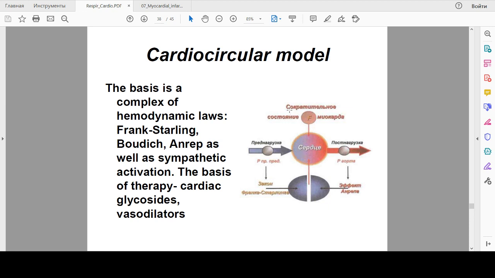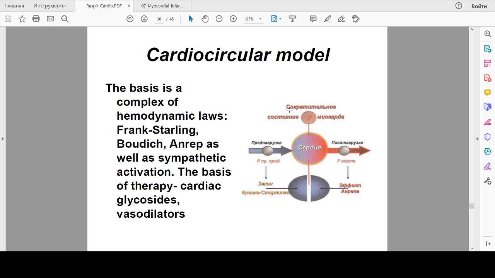The next model is the cardiocirculatory model. It is based on a number of hemodynamic laws. You know them well. First of all is the Frank-Starling law. We spoke about this today and earlier. The Frank-Starling law is based on the fact that the more ventricular fibers are stretched in diastole, the better they contract in systole.